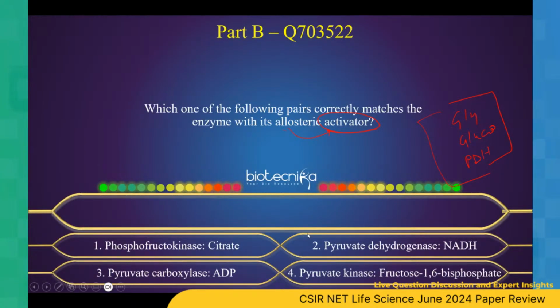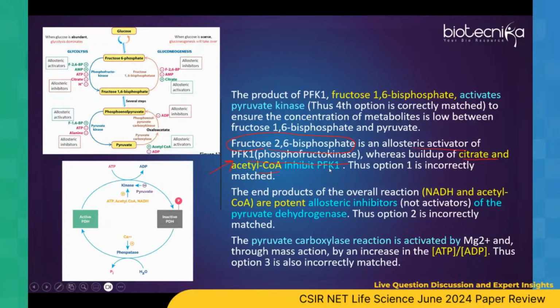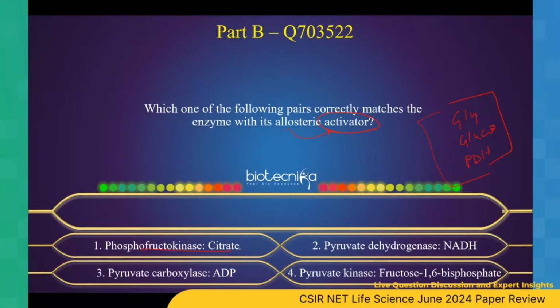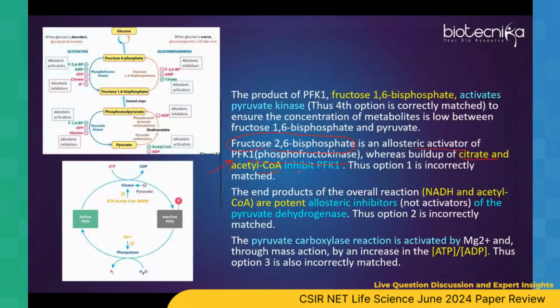Sorry, option 1 is incorrect, because it is mentioned that for phosphofructokinase PFK1, citrate is an activator, but it's not. Citrate is actually an inhibitor, it inhibits PFK1. If we had to talk about an activator for PFK1, it should have been fructose 2,6 bisphosphate, right? So that's why the first option is incorrect.